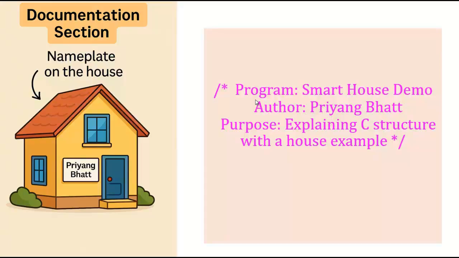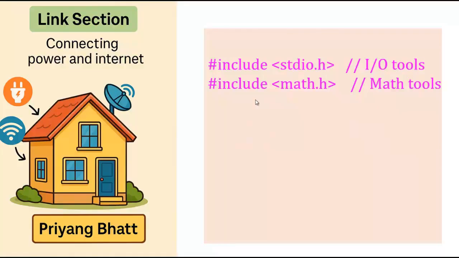Now let's move on to our next section, the link section, and this is power and internet connection. When we move into a new house, we don't produce our own electricity or internet, right? Because we don't have such a facility. We call MGVCL for electricity and Jio or Airtel for internet, right? In the same way, in C, we use the link section to connect to libraries like stdio.h or math.h, and many such libraries are available.